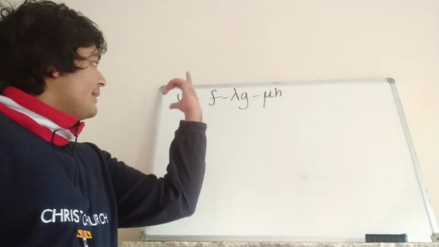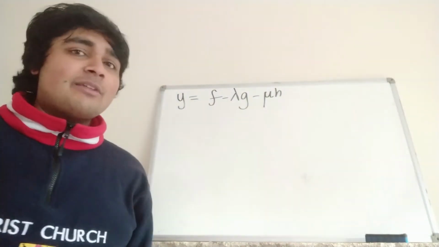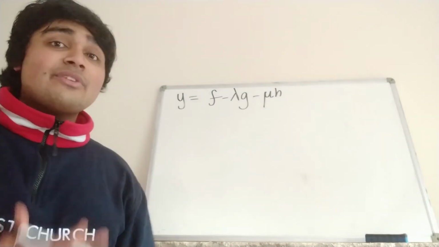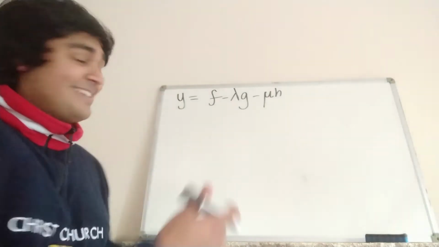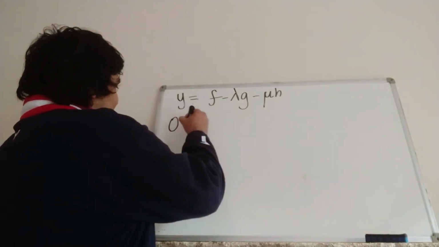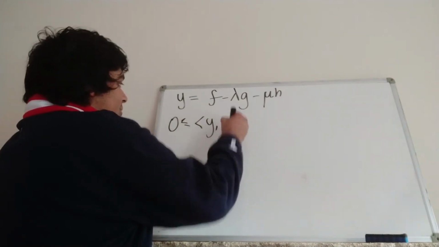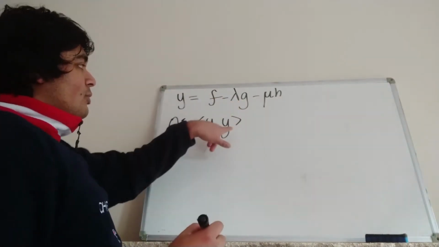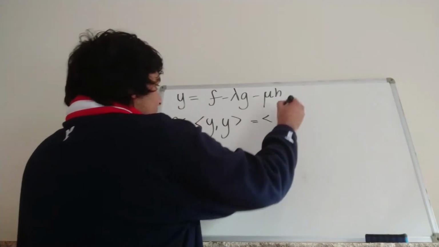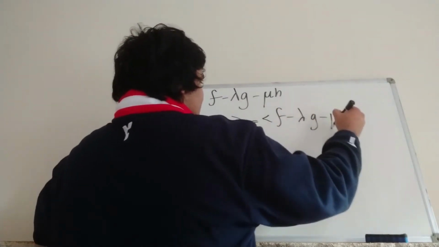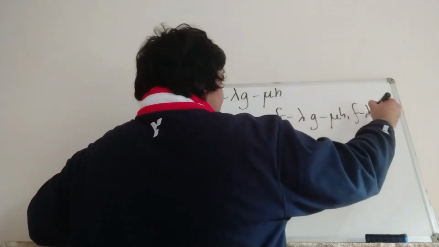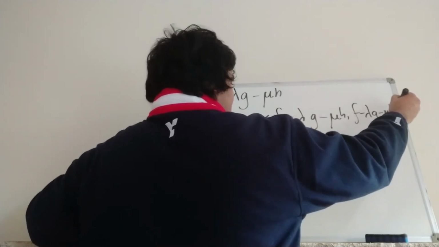a second. Now what we know from the definition of an inner product is that y inner product itself is non-negative. So this guy here is certainly greater than or equal to 0. Okay, but we can just plug in our definition for y. So this is f minus lambda g minus mu h, f minus lambda g minus mu h, like so.